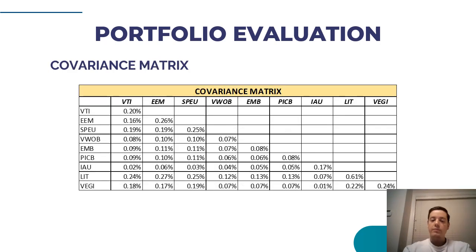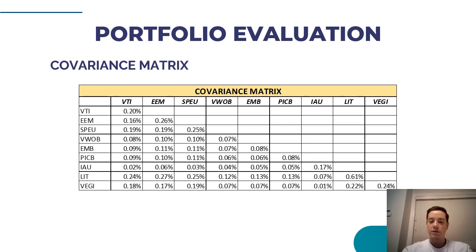The covariance metrics provide information on how the returns of different assets in the portfolio vary together. Covariance measures the magnitude of joint variation between two assets. The off-diagonal elements represent the covariances between assets. For example, the covariance between BTI and EEM is 0.16% and between SPEU and BTI is 0.19%. Positive covariances indicate that the returns of those assets tend to move in the same direction.